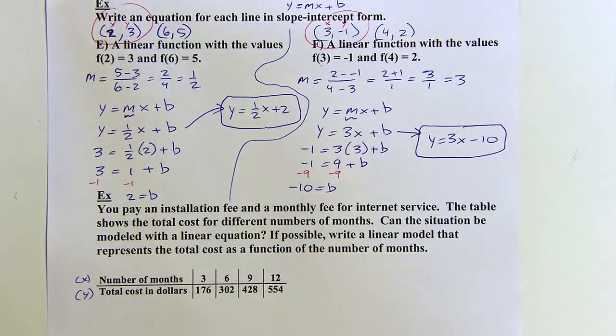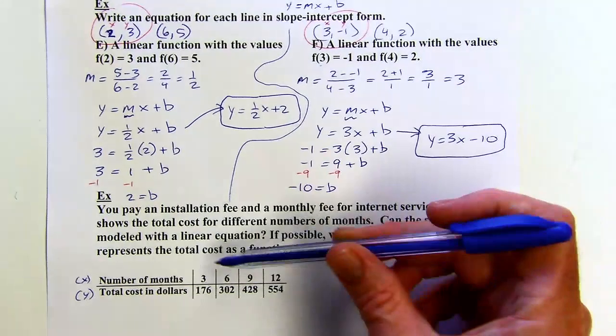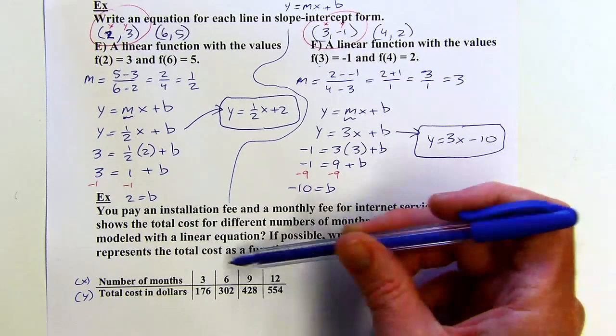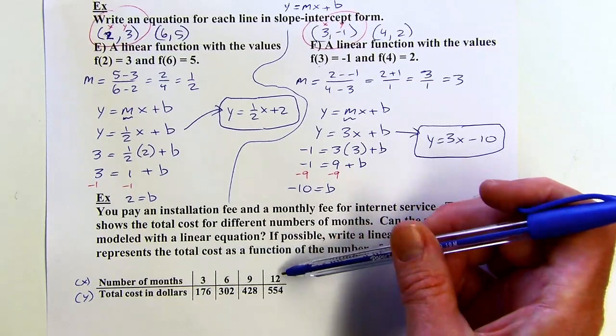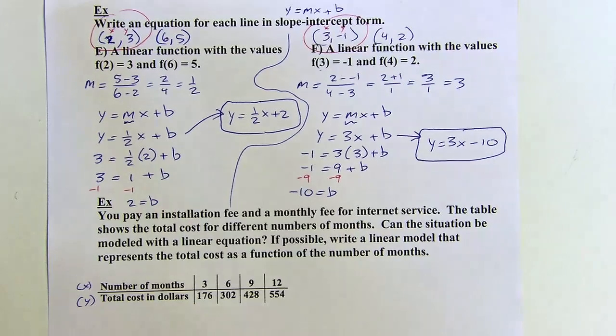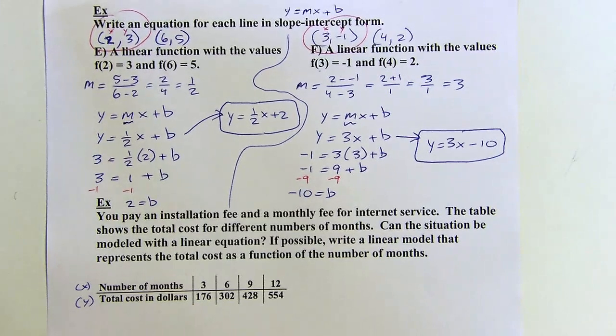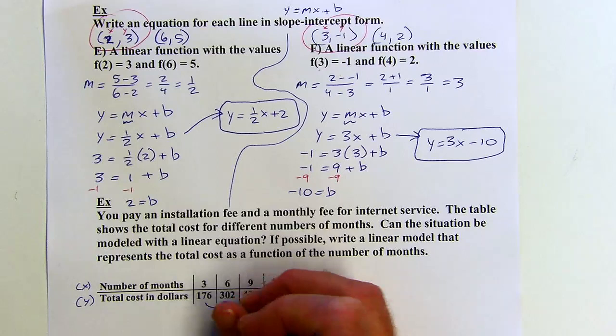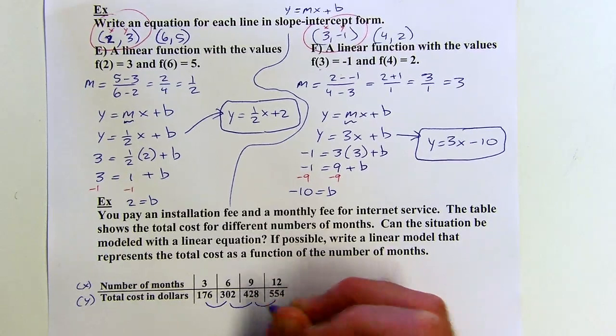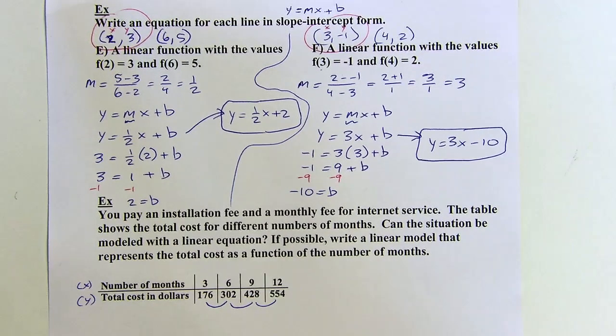Okay? So first, just to check if this works with a linear function, I need to make sure that the x's are evenly spaced, and they are. We're counting by 3's with the x's there, right? And then I'd want to see if our first differences are the same. If we have a common difference. So I want to see, am I adding the same thing to get from y to y?